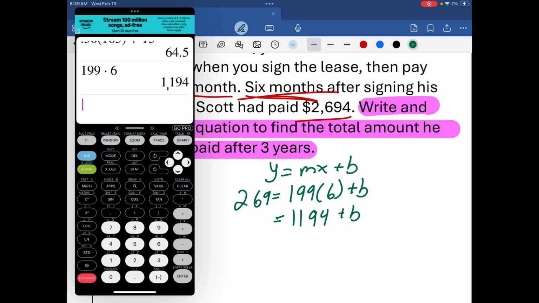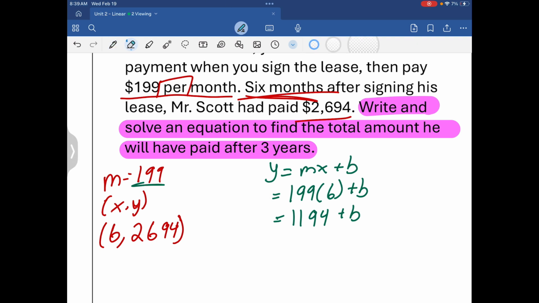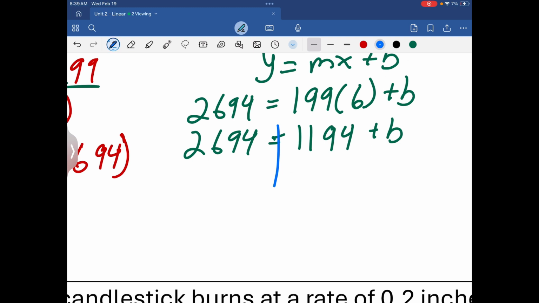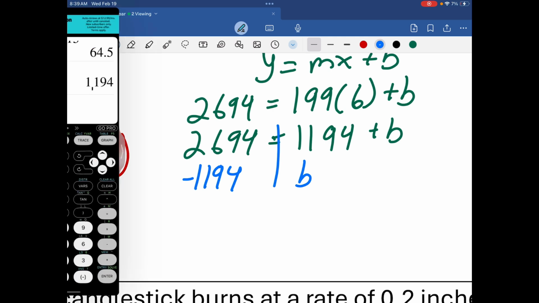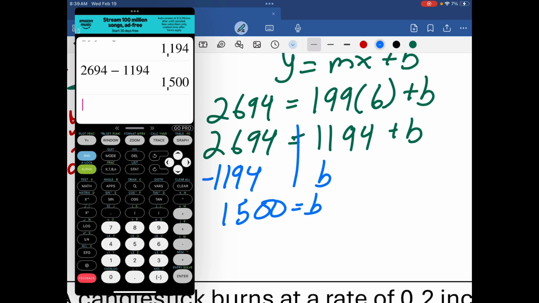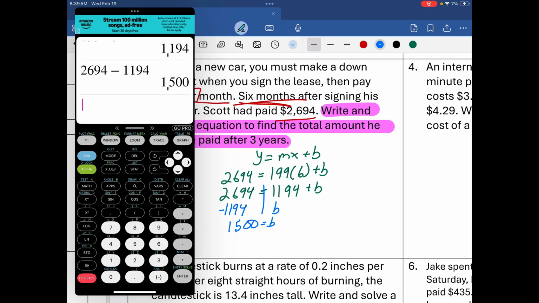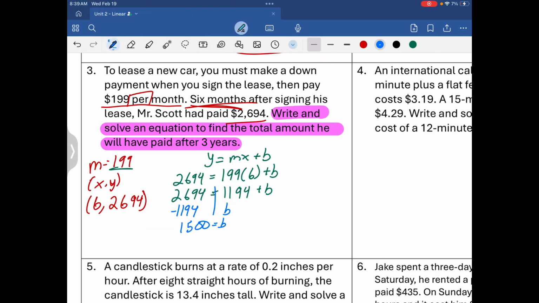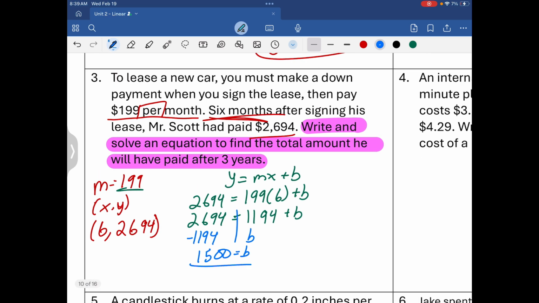oh, I forgot a number. This should be 2,694. So 2,694. We can do our split. So then the 1,194 is going to come over and be a negative. B, and if we do 2,694 minus 1,194 is 1,500 equals B. Okay, so that means that when he first got his car, he put down $1,500.